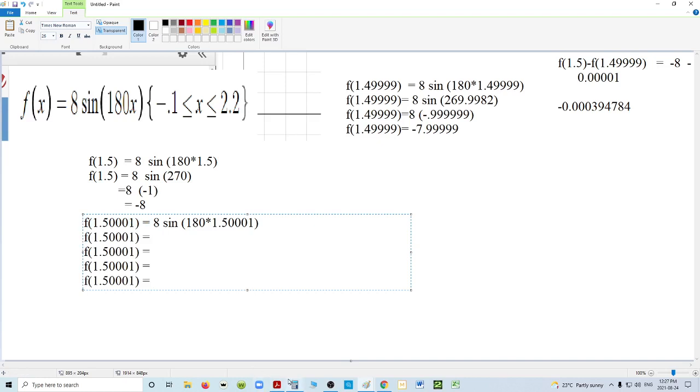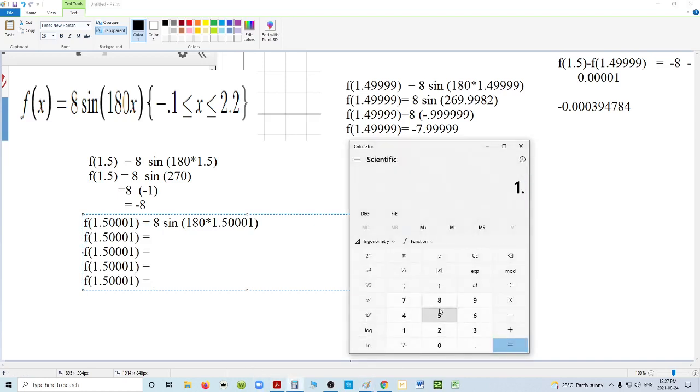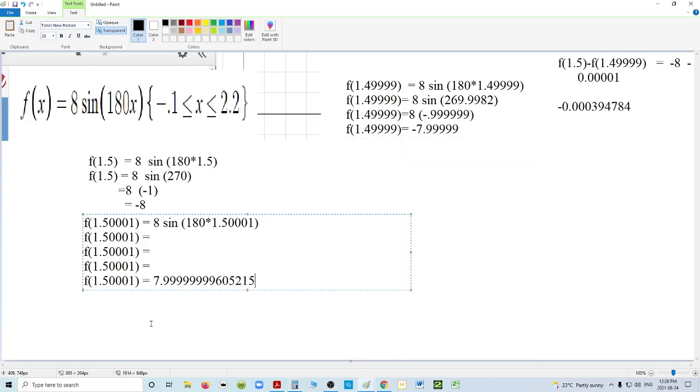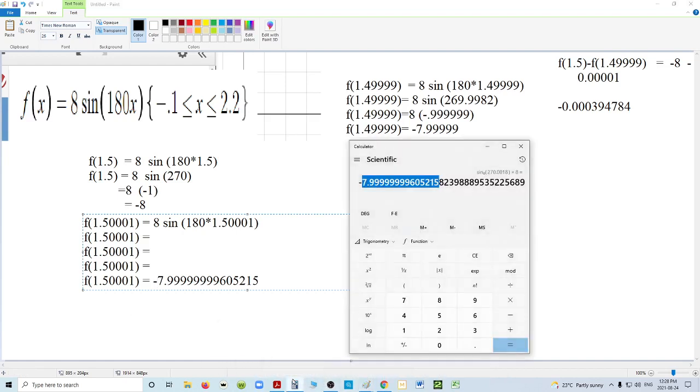You take your calculator, and you multiply it by 180. And you take the sine of that, and you get that. And you multiply it by 8, and you get minus 7.9999. You get something like that. So when you're done, you get that. It's the same situation. And I forgot to copy the negative. That's all. But it's negative.